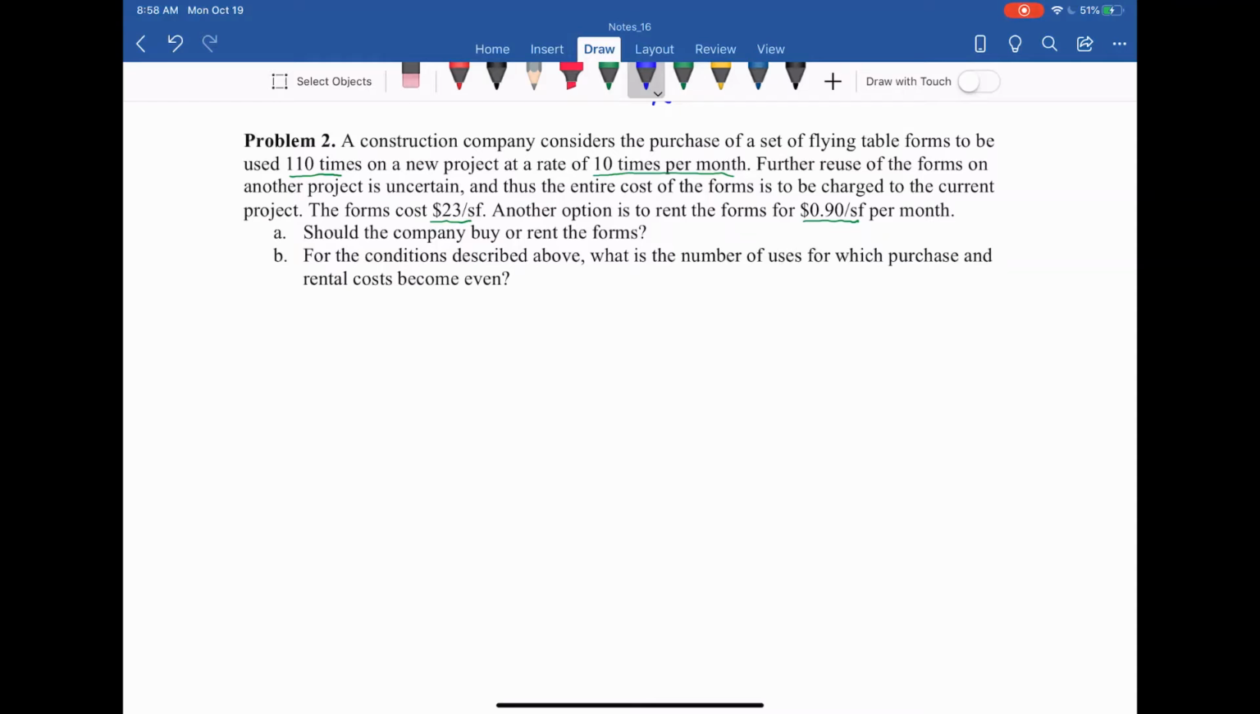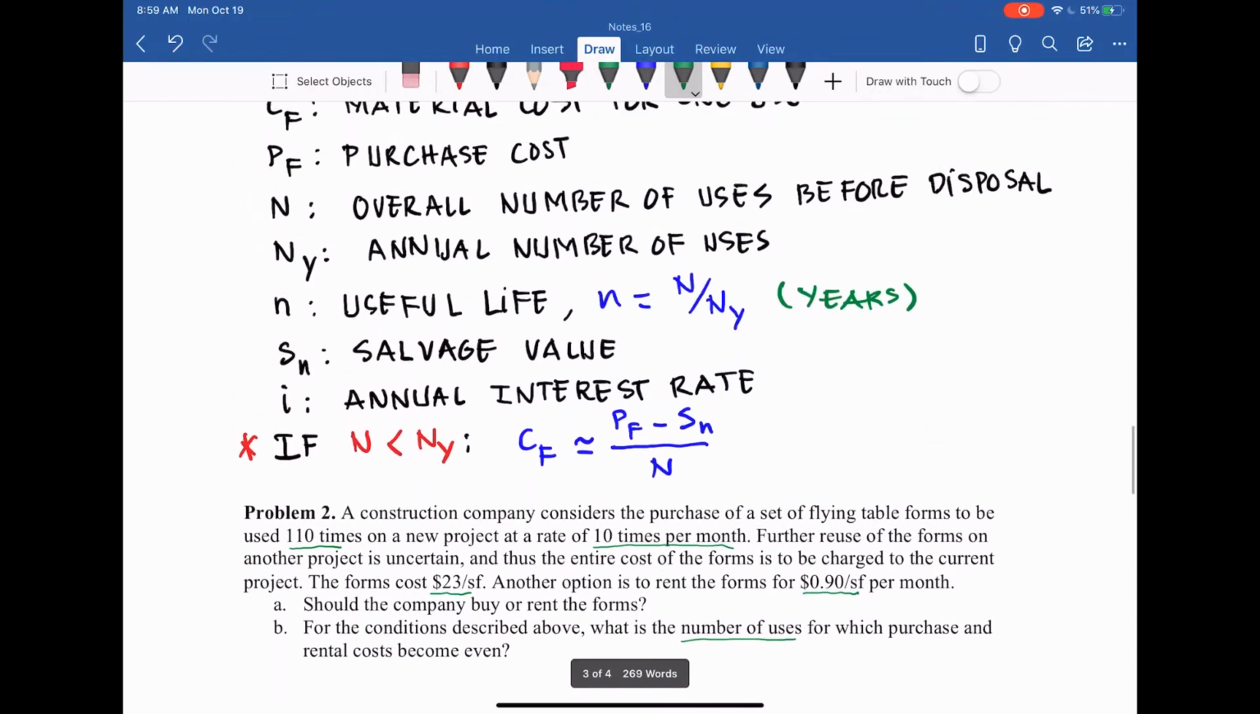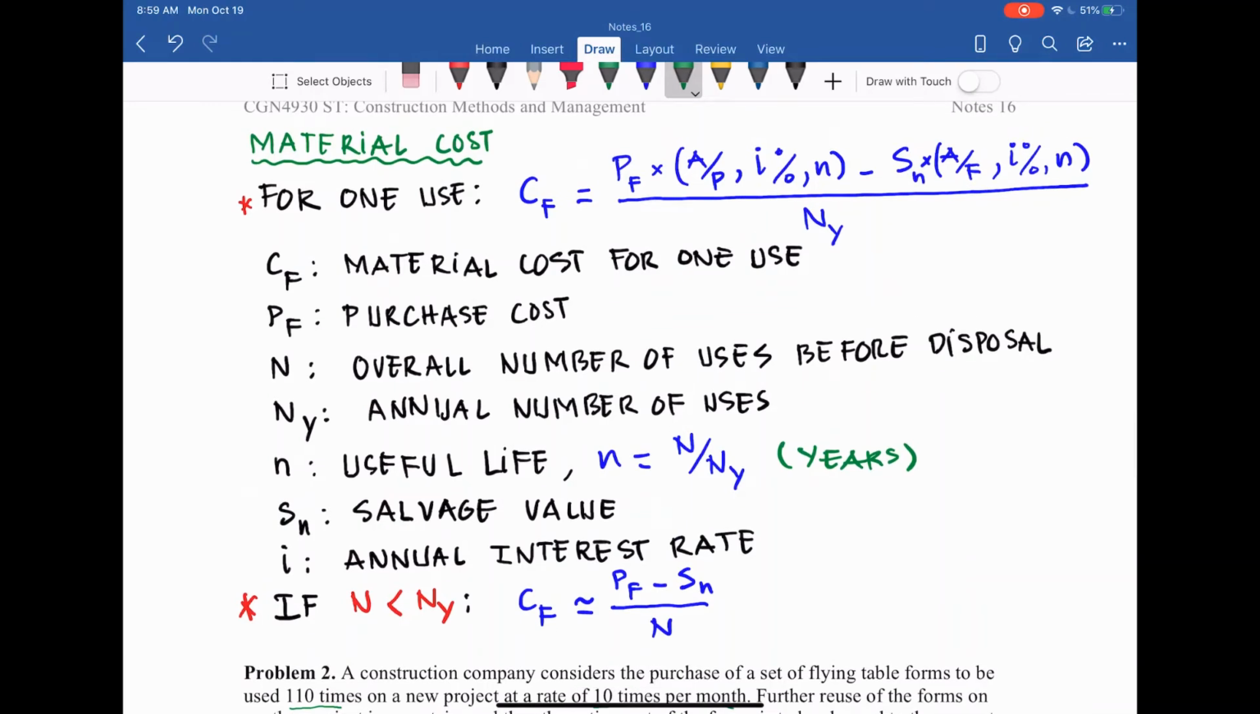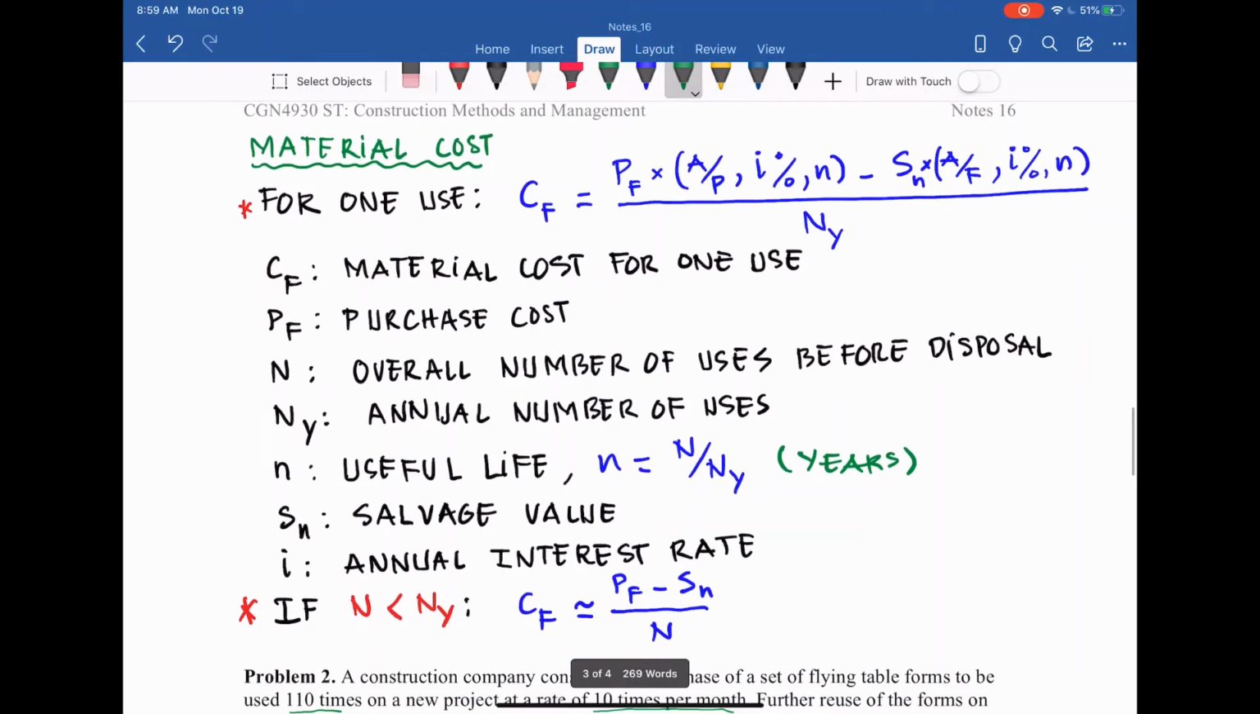And B, for the condition described above, what is the number of uses for which the purchase and the rental costs become even? It means either rent or purchase will have the same economic value. So, number of uses. Let's go back to review the equation to determine the material cost. For one use, CF equals PF, the purchase cost, converted given P, find A, A over P, I percent, N.